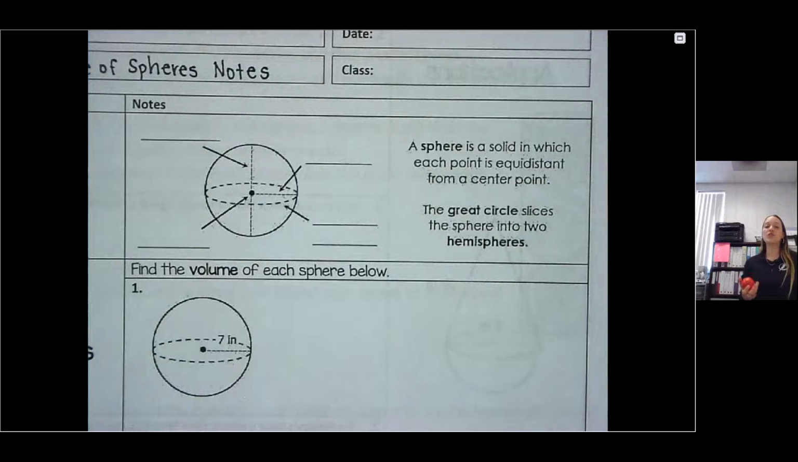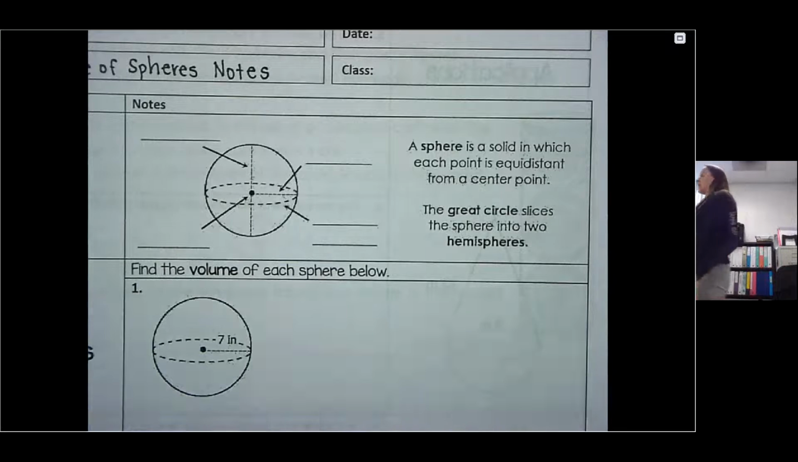So there's a couple different parts to it. First and foremost, a sphere is what you guys know, essentially a ball, right? It's a solid where each point is equidistant from the center point. So no matter where I go on this ball, the distance to the center is exactly the same at all points on this sphere. There's technically an infinite number of points on this sphere, and all of them go to the center, which makes this a perfect sphere. Okay, that's the definition of a sphere.